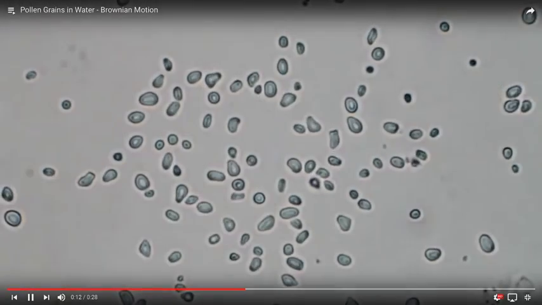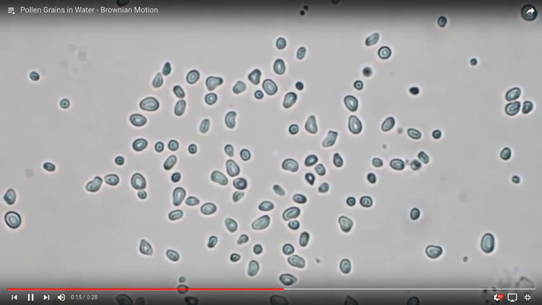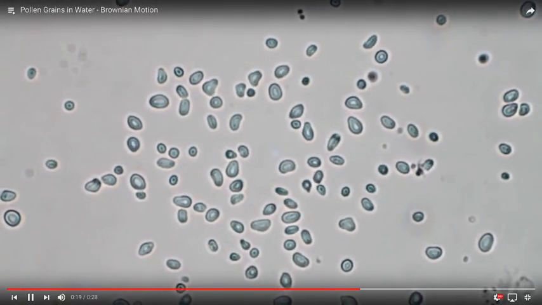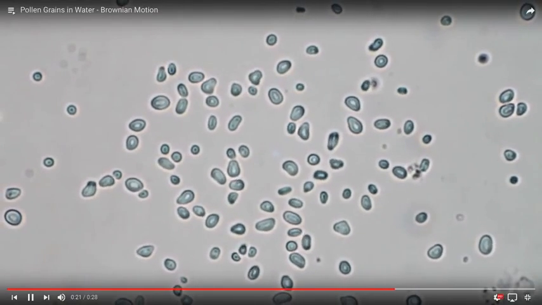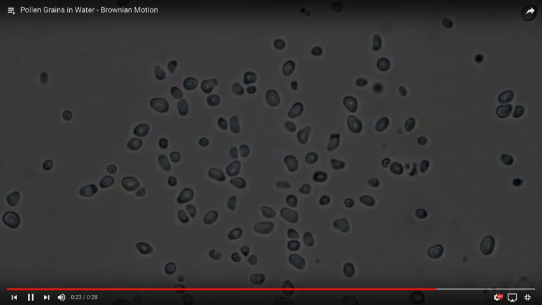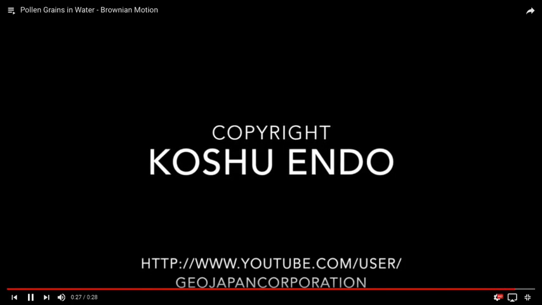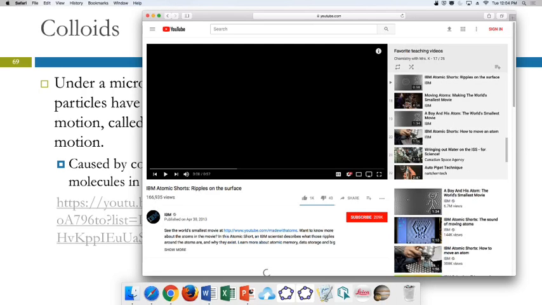So this is that Brownian motion. They look like they're alive, right? At first they thought, oh, these must be cells, little organisms, but they're not. That was short, huh? But that's Brownian motion.